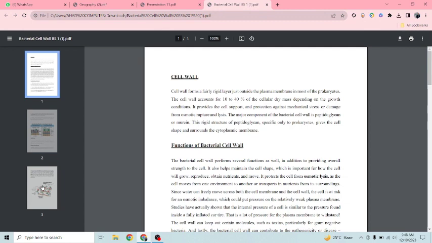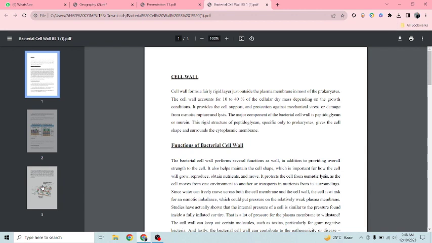So we'll repeat the topic again. Cell wall. Firstly, we talked about the cell wall. The cell wall forms a fairly rigid structure just outside the plasma membrane in most of the prokaryotes. The cell wall accounts for 10 to 40% of the cellular dry mass depending on the growth conditions. It provides the cell support and protection against mechanical stress or damage from osmotic rupture and lysis.